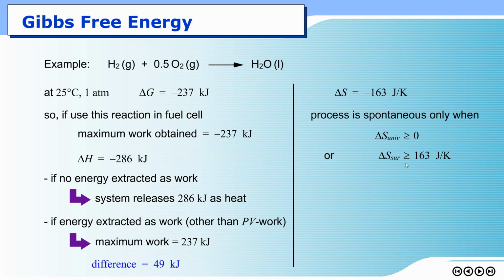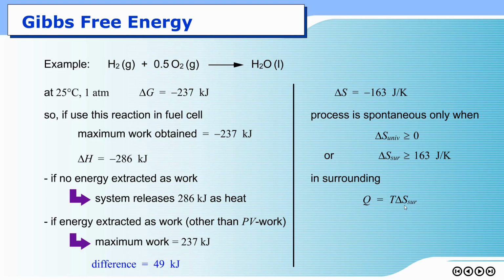So at minimum, in order to conduct the process, you need to create delta S of the surrounding of 163 joule per Kelvin. That can be created only by releasing heat from the system to the surrounding, creating chaotic dispersion of energy in the surrounding. The amount of heat required would be temperature times delta S of the surrounding, according to the definition, delta S equal to Q over T.